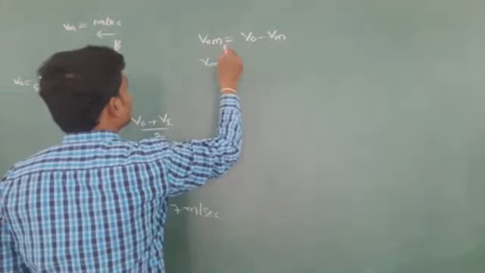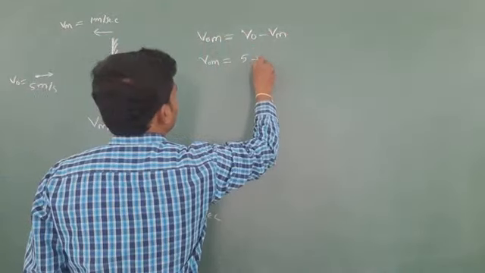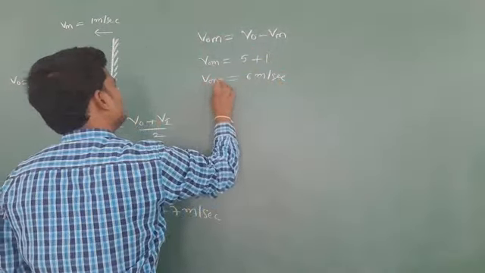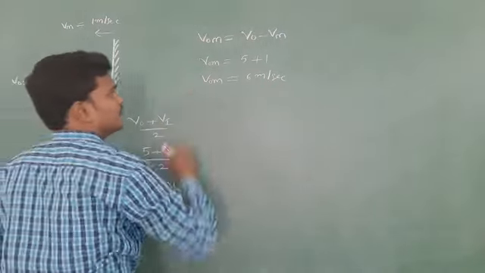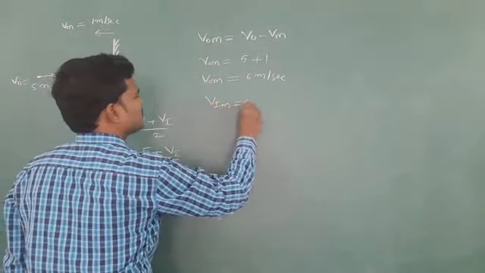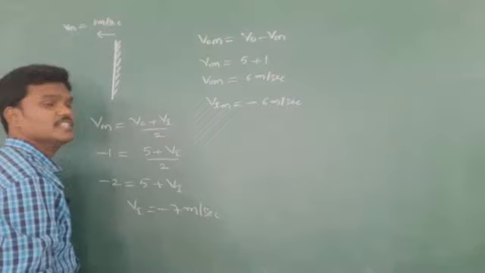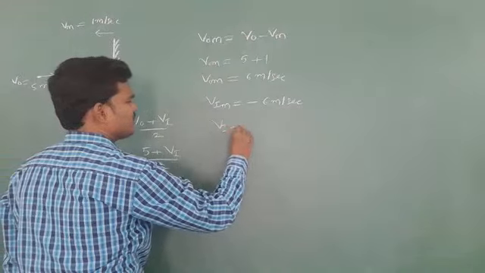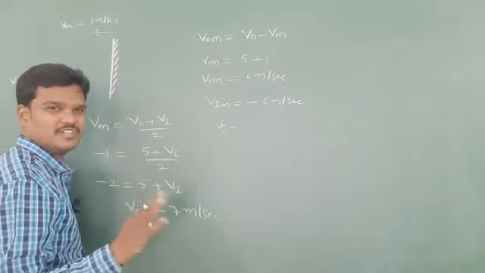VOM, with respect to the mirror: VO is 5, the mirror is moving left, so minus of minus 1 plus 1, and the velocity of the object with respect to the mirror is 6 meter per second. If the velocity of the object with respect to the mirror is 6 meter per second, the velocity of the image with respect to the mirror is minus 6 meter per second, because VOM is equivalent to minus VIM. Recall the last class topic. Now VI is our target. They are asking only the speed of the image, one direction, so no need to worry.